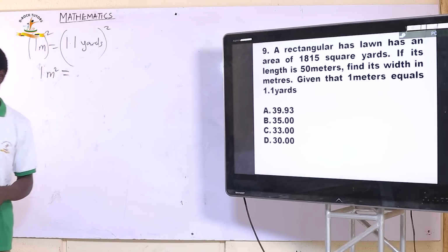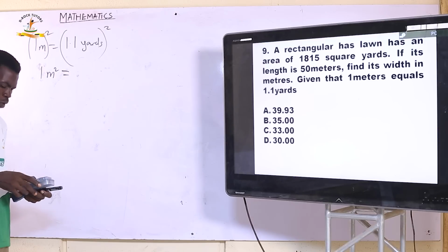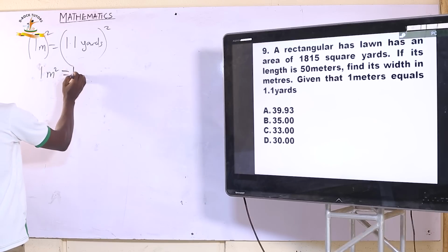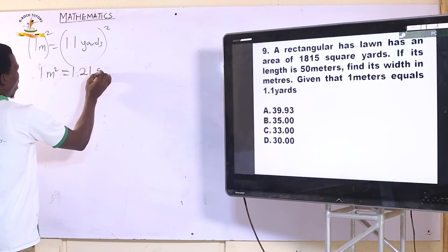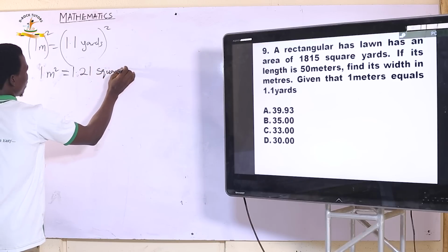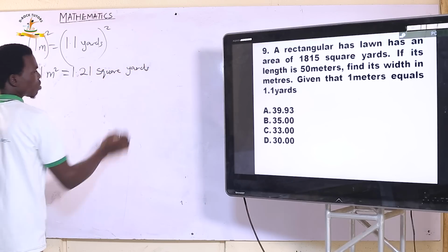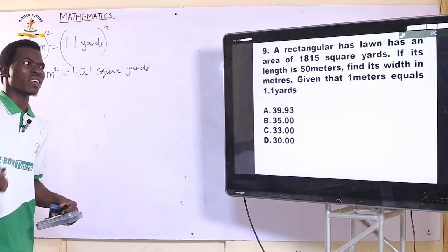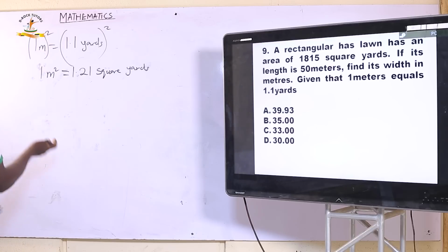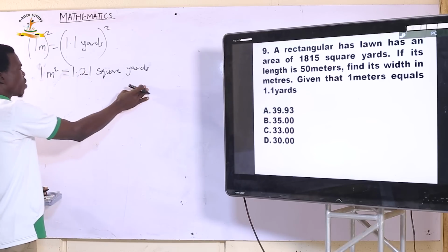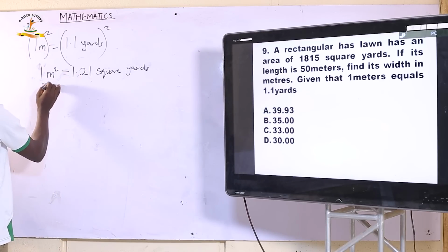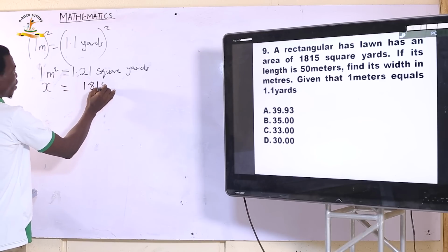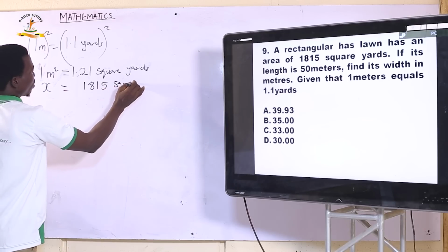So 1.1 squared, if you check your calculator, is going to give you 1.21. So this is going to be 1.21 square yards. So that's it. So I now convert all of my square yards into what? Into meter square. Since I know 1 meter square is 1.21 square yards, then from meter square, let me just put x. It's going to be what? 1815 square yards.